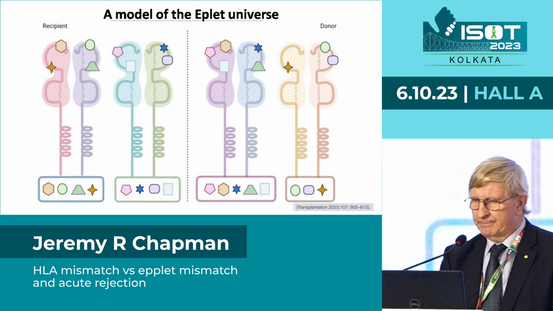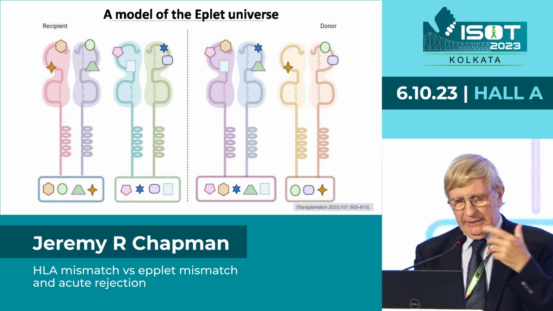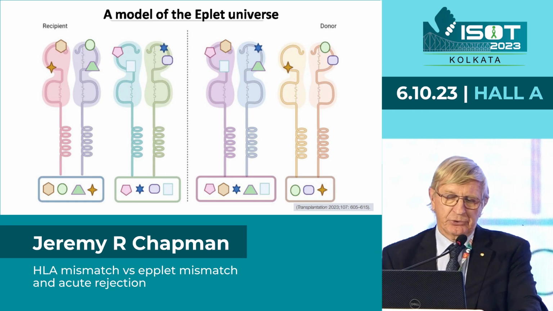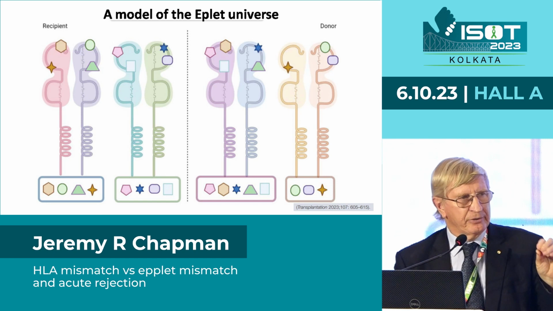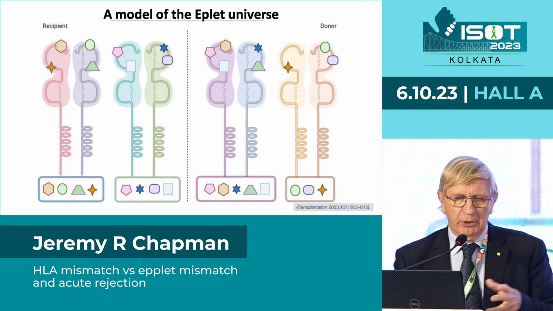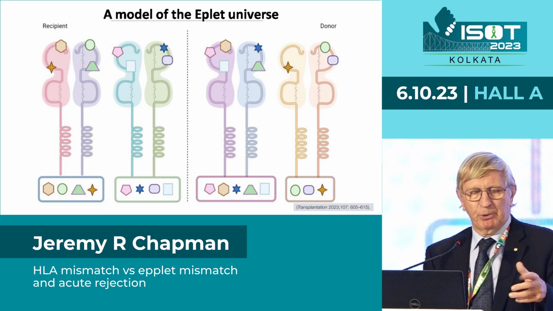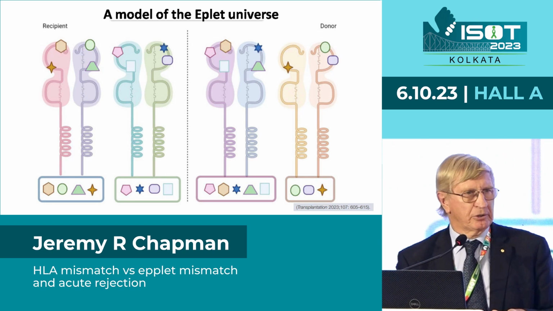So let me show you in diagram what it looks like. And yesterday somebody had a rather similar diagram. So here are some recipient and donor molecules, and we put in here the different shapes, which are antibody-defined reactive eplets. You see that the different HLA molecules have different sets of eplets. But when you total it all up, you've actually got the same eplets in the recipient as in the donor.